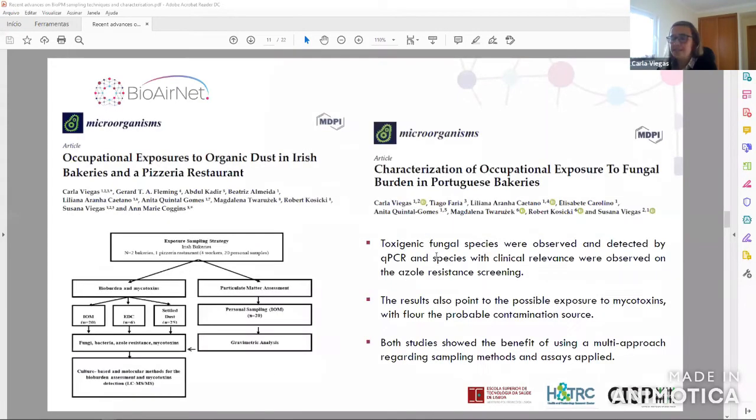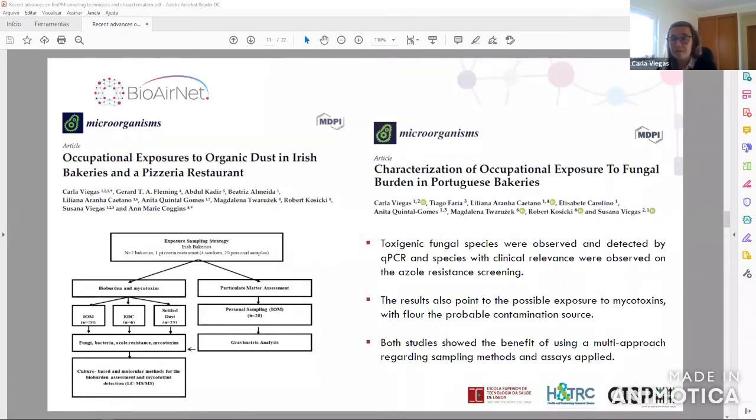Another setting assessed by us was the bakeries, and the study in Portugal was driven by the Portuguese culture regarding bread. It is an essential food commodity in every Portuguese meal and employs an enlarged workforce. This study was granted by the Portuguese Authority for Working Conditions.